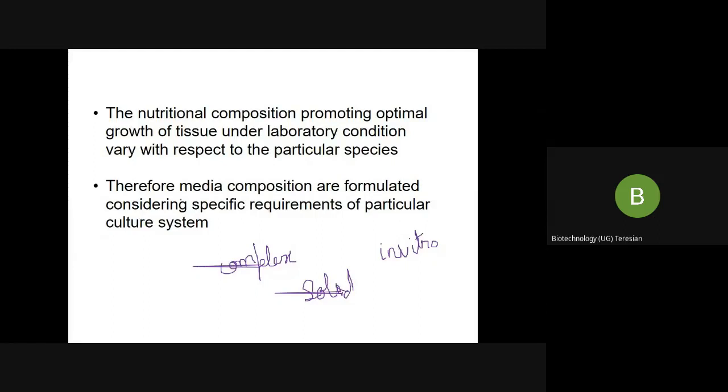experiment. So the nutritional composition promoting optimal growth of tissue under laboratory condition varies with respect to the particular species. With a particular species, your nutritional components vary when you're growing them in the laboratory. Therefore, your media composition should be formulated considering the requirement of that particular species, and we have to provide it with the media to that plant.